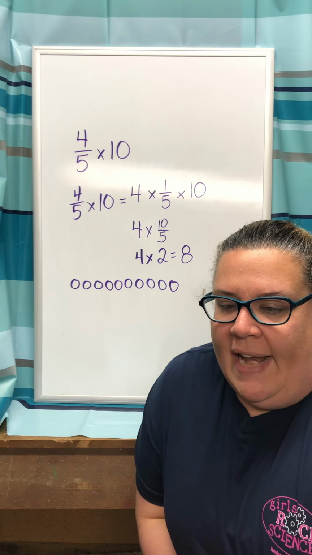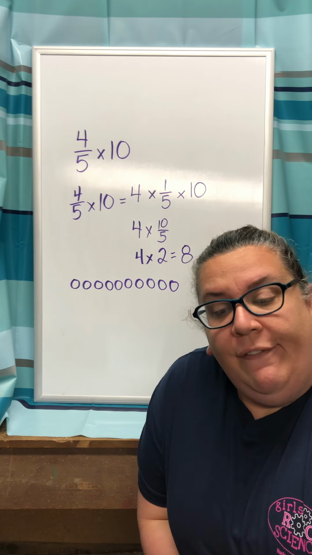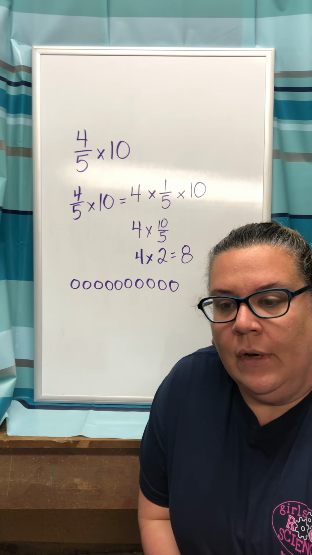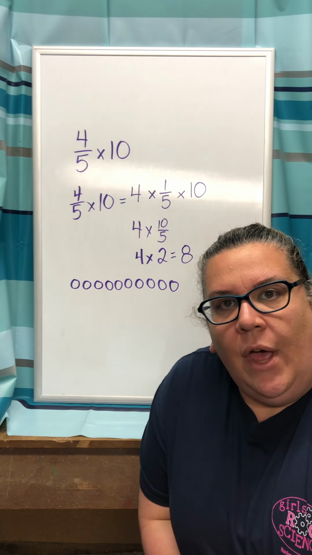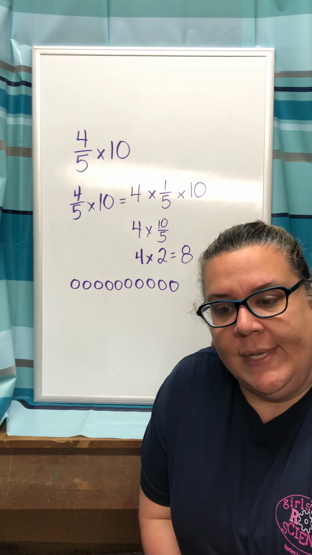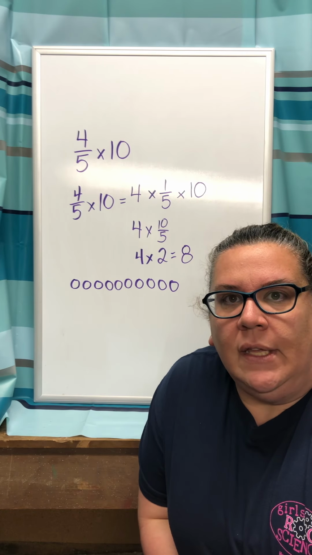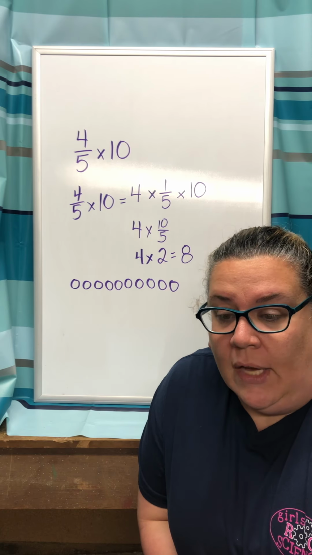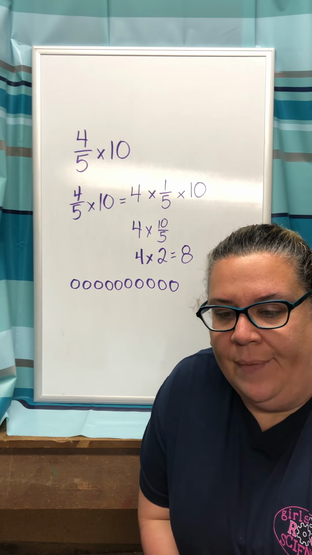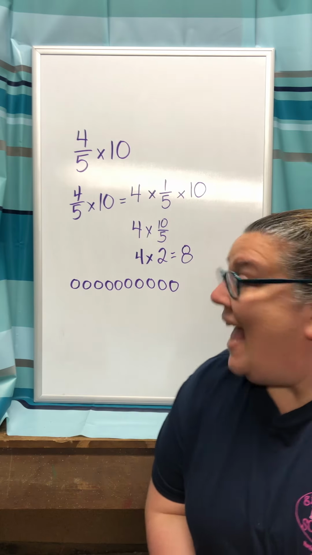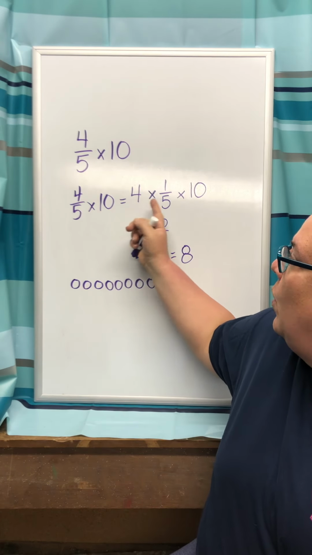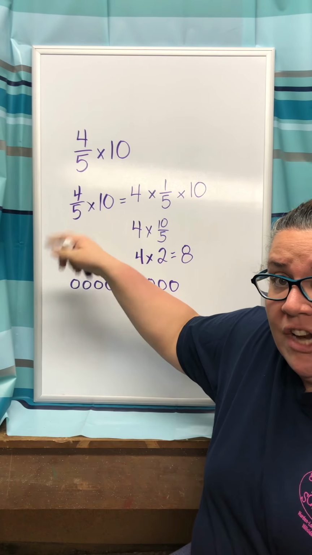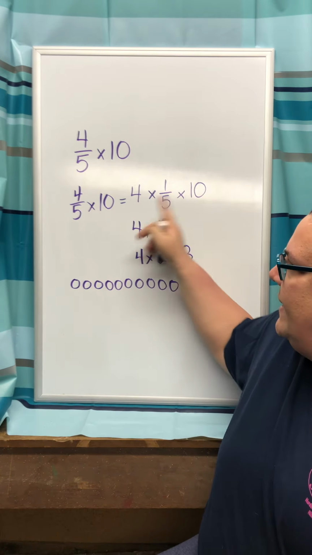Okay guys, I'm now on page 464 and I'm looking at the Convince Me. Hopefully you either watched the visual learning video or you read page 464 on the top. The Convince Me question is, here is how Lydia found the product 4/5 times 10. She said 4/5 times 10 equals 4 times 1/5. So she broke it down using the unit fraction, which is 1/5, times 10.